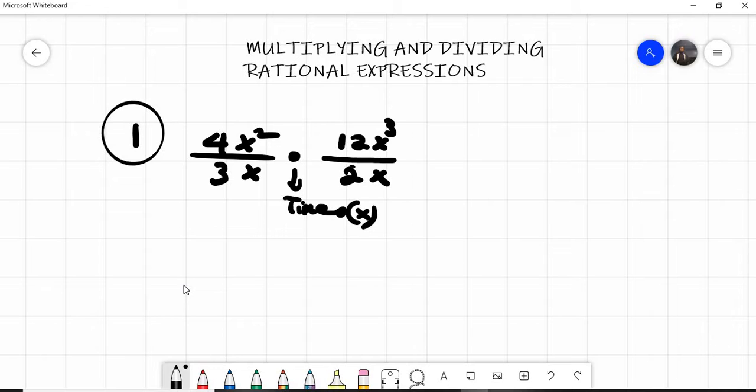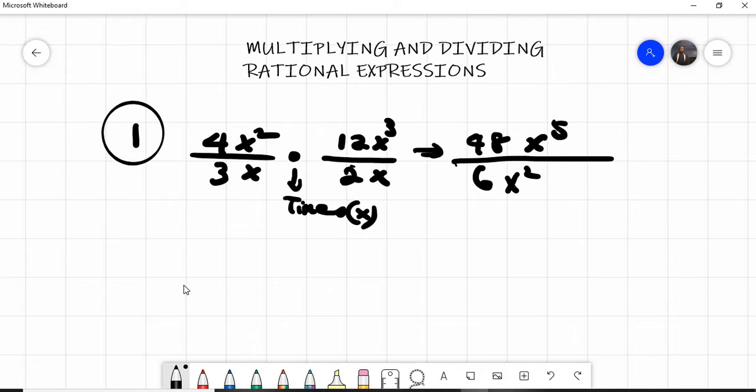I'm going to solve it in two ways. The first one, we multiply directly, numerator times numerator. 4 times 12 is 48, and then x squared times x cubed is x to the 5, because the bases are similar, so we add the powers: 2 plus 3 is 5. Denominator: 2 times 3 is 6, and x to the power 1 times x to the power 1 is x squared, because 1 plus 1 is 2.